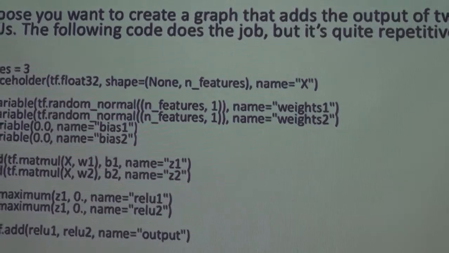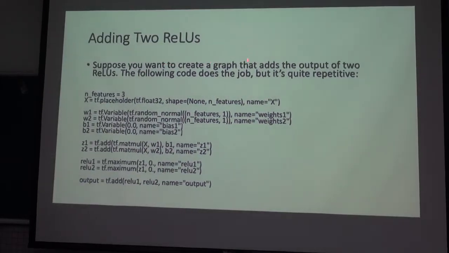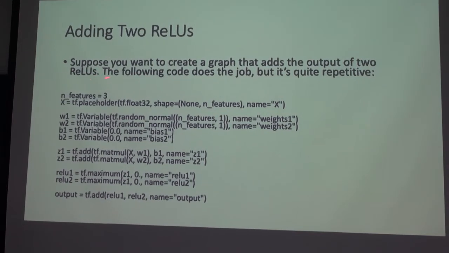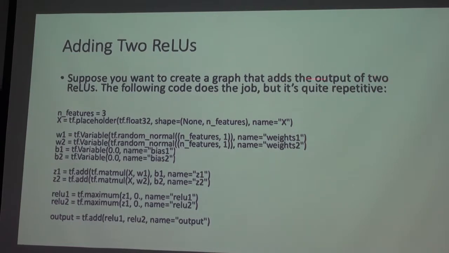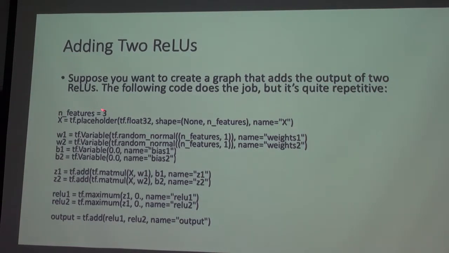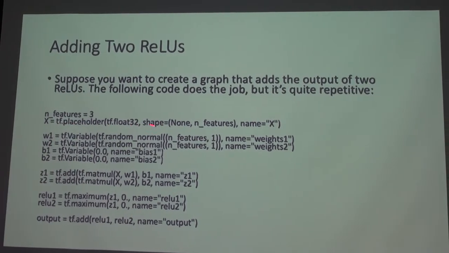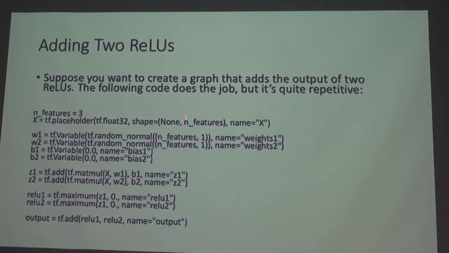So this is the code. Suppose you want to create a graph that adds the output of 2 ReLUs. This is the code to do the job, but it's quite repetitive. You can see that the number of features is 3, which means each one has 3 features. Capital X equals a placeholder. The shape is None and the number of features, so the first dimension is variable length, but the size of the second dimension is the number of features, which is 3.